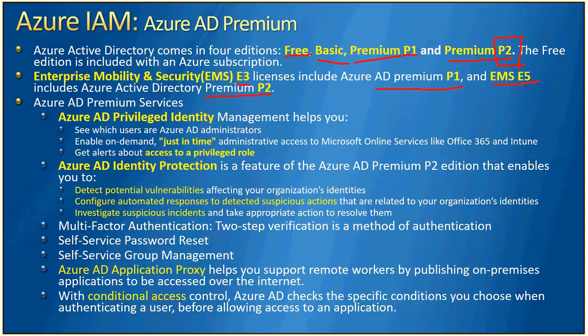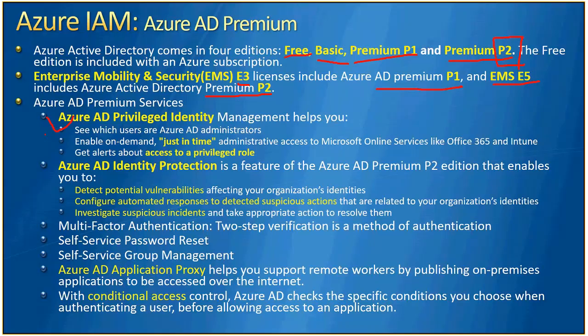Some of the features of Azure AD Premium services. The first one, which is the most important, is Azure AD Privileged Identity Management. What's a privileged identity? Any identity which has higher privilege. It's not a normal user, it's an administrator. It could be a global admin, a password admin, an Exchange admin, or a Skype for Business admin, which has higher privilege than a normal user.